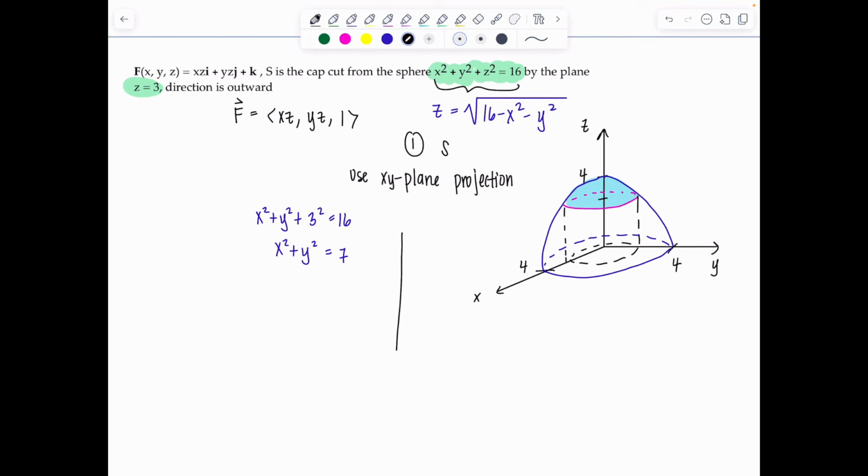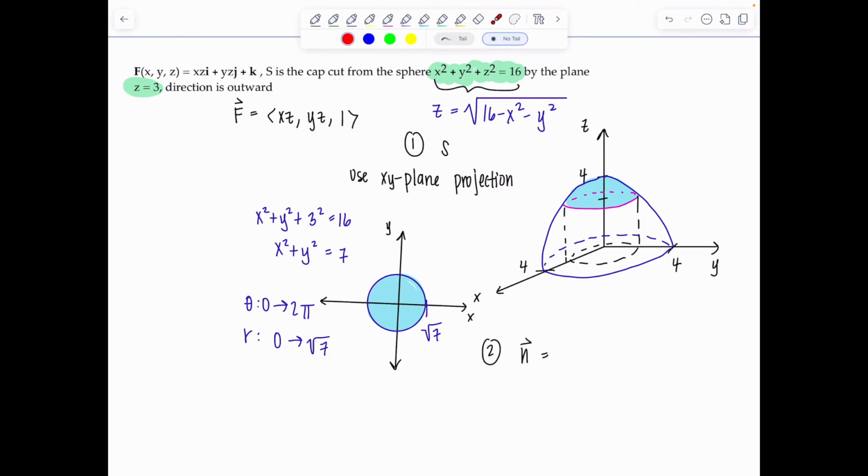Exactly. So in the xy plane, the projection of my surface, like if you're standing at the top of it and you're looking down, all you see is a circle, right? You see a circle whose radius is what? Square root of 7. Exactly. So I'm thinking we're going to go polar again, don't you? Theta 0 to 2 pi. R 0 to rad 7. That's rad 7. Okay, perfect. Now we need to determine n.